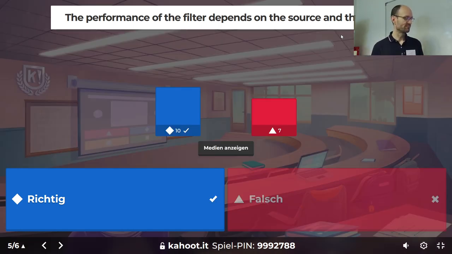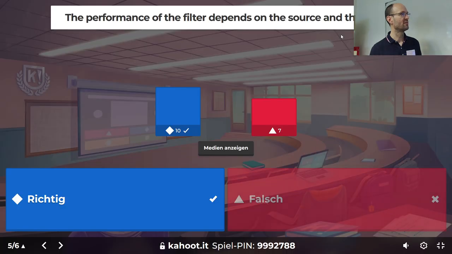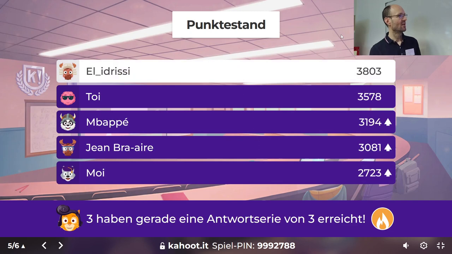And it's right. What we have just done is looking at the open circuit performance of the filter. If you change the impedance of the load, the filter performance, the transfer function, will also change. Okay, so El Idrissi is very strong, but Mbappé is climbing up to the third place.